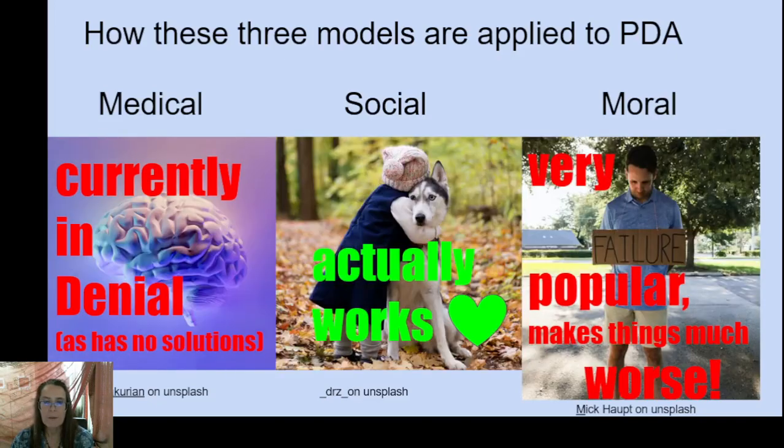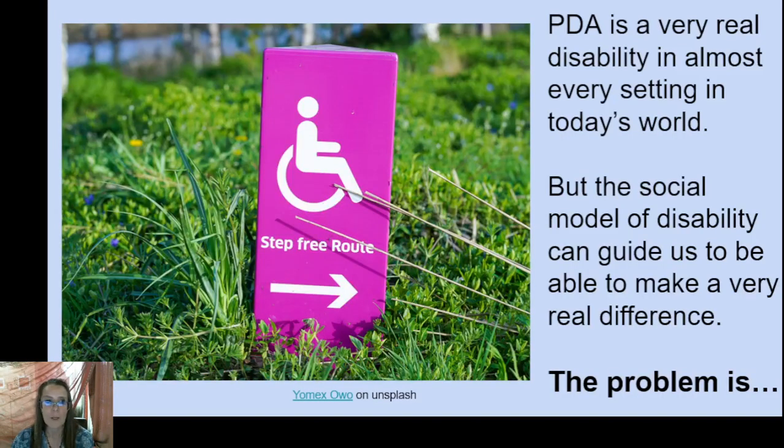We're aware that the moral model is always based on ignorance. Now, we can't be judgmental about that ignorance because it is also just at this point in history very new to be able to understand what PDA is all about, and we'll go there in a minute. The point is that PDA is a very real disability in almost every setting in today's world. But the social model of disability can guide us to be able to make a very big, real difference.